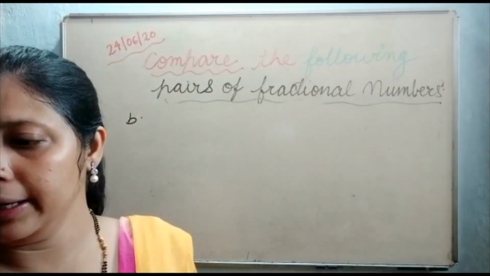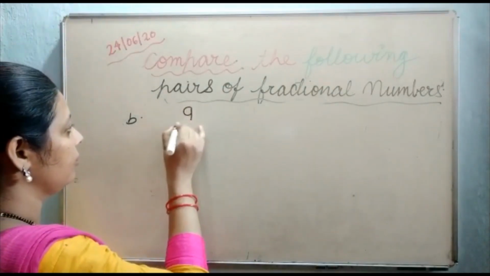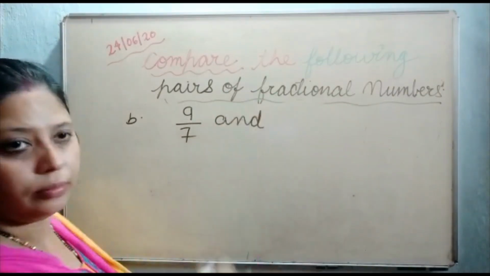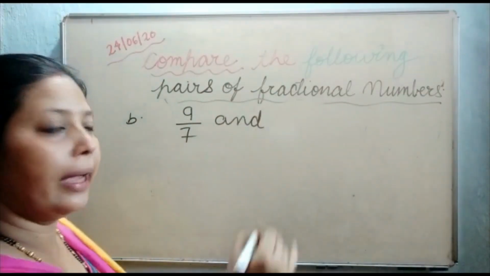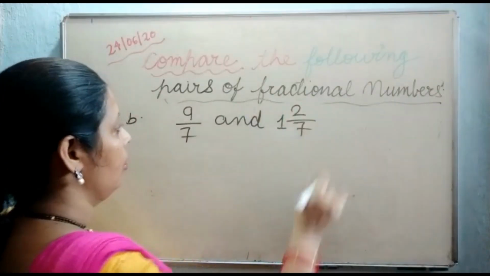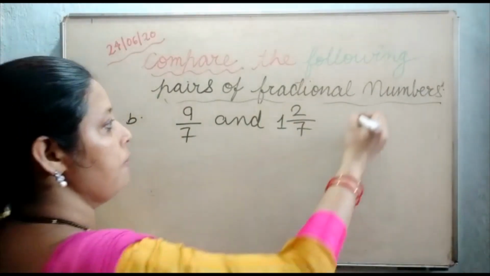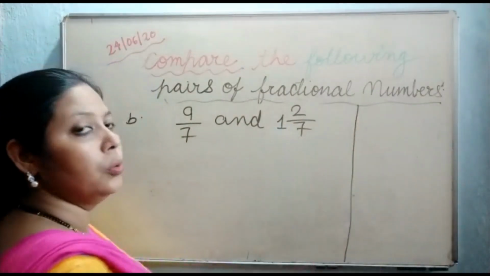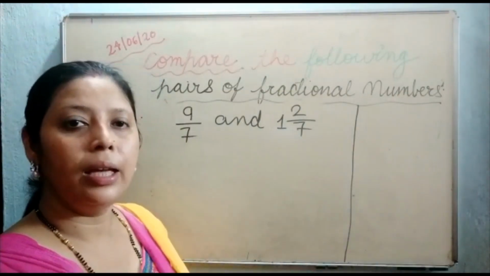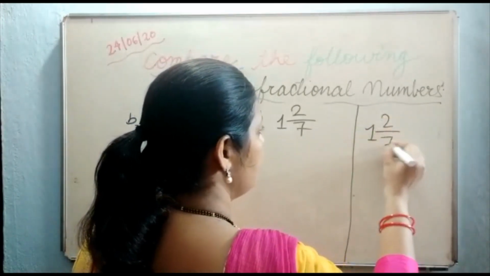Example B is 9 by 7 and 1 2 by 7. Now you have understood how to convert a mixed number into an improper fraction. Let's do the same again. Write down 1 2 by 7.